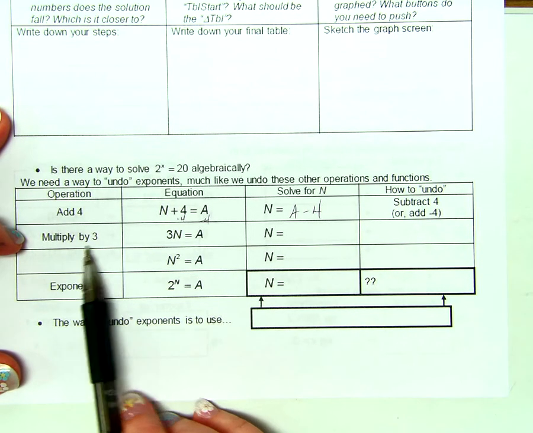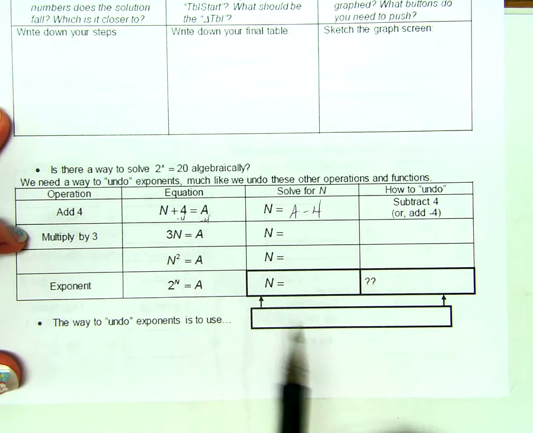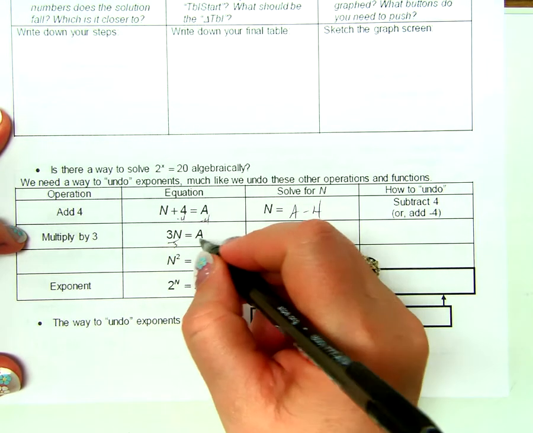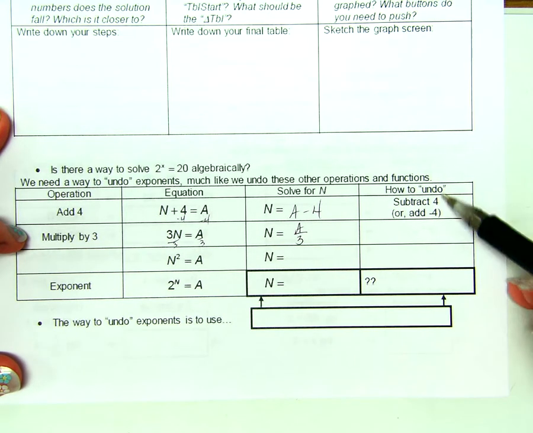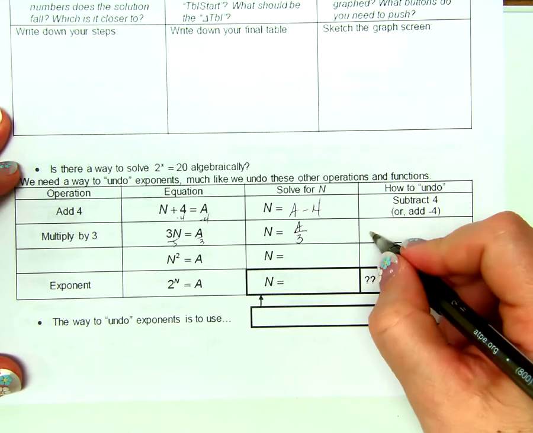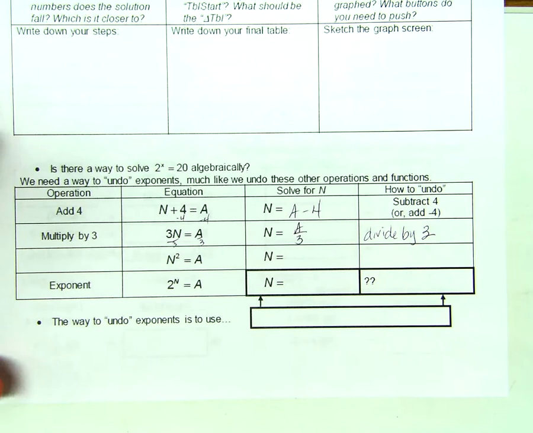What about multiplying by 3? It looks like 3n equals A. How do we solve for n? Divide both sides by 3. So it looks like A over 3. How do we undo it? What did we do? Good. Divide by 3. Okay?